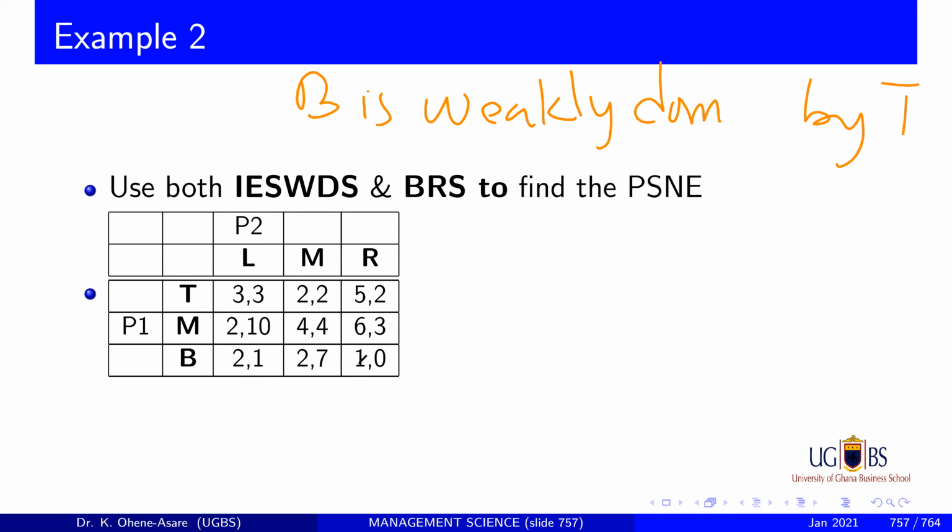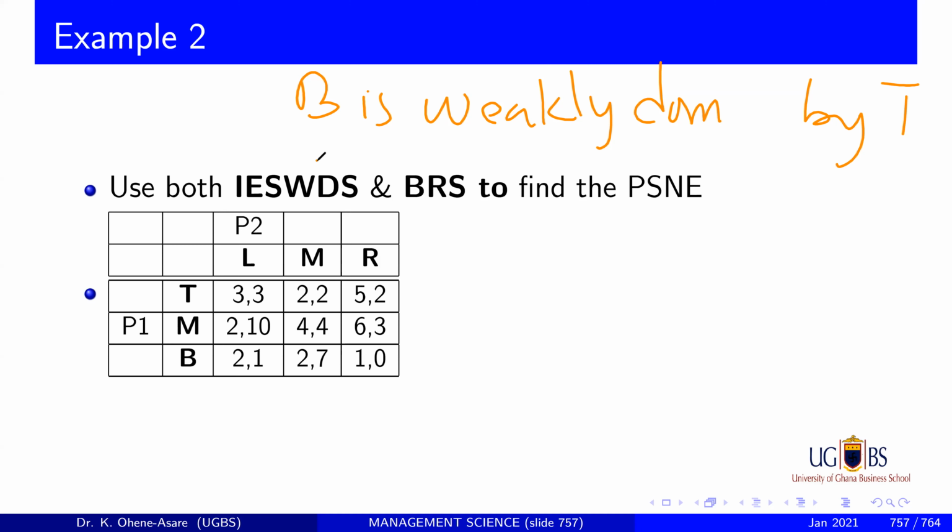You can type, or let me give it to Morrison. What would you say about M and B? Yes, Morrison. I would say that B is weakly dominated by M. Is it strictly? No, because on the left one, I can see 2 and 2. So it is weakly dominated by M. M, yeah. Okay, good.